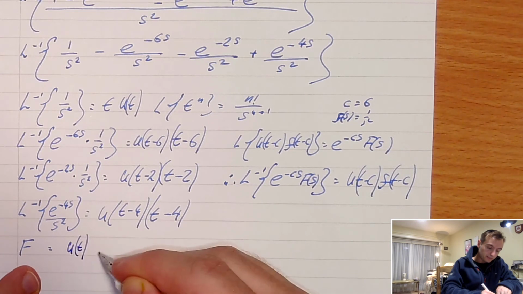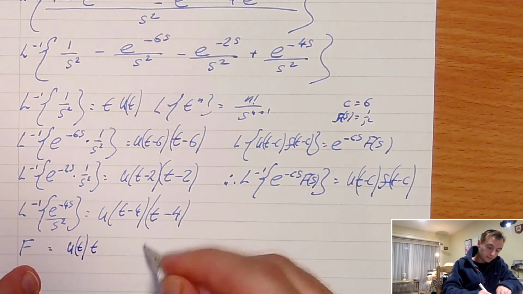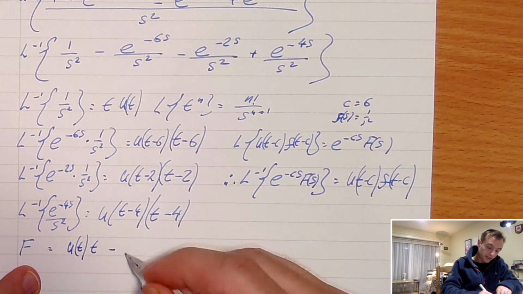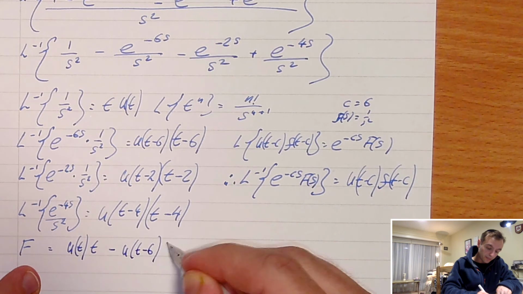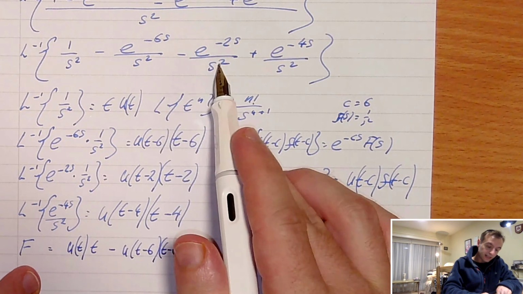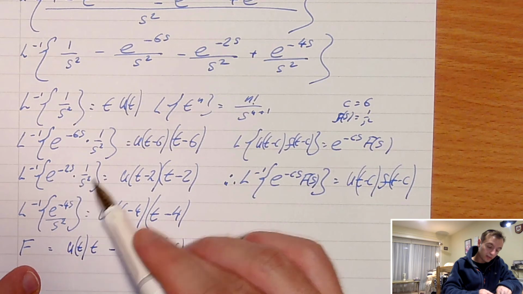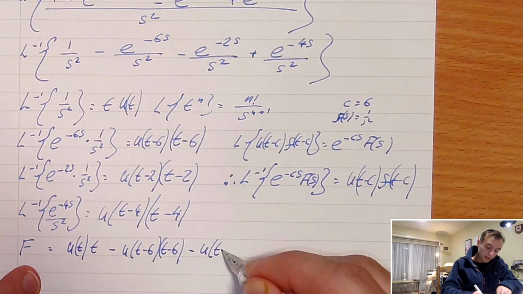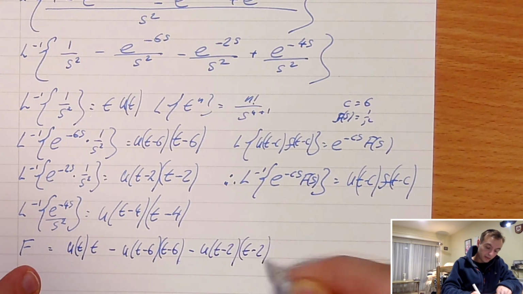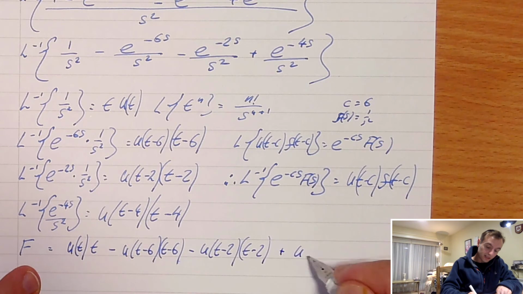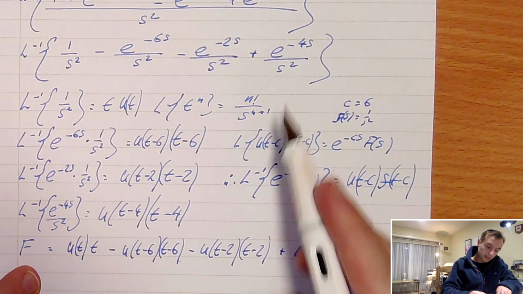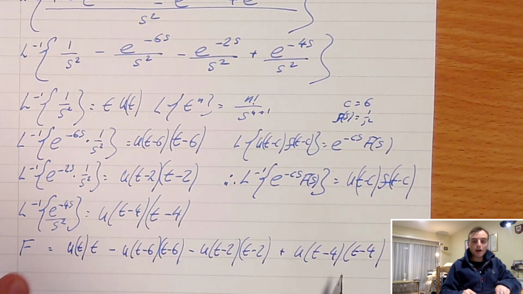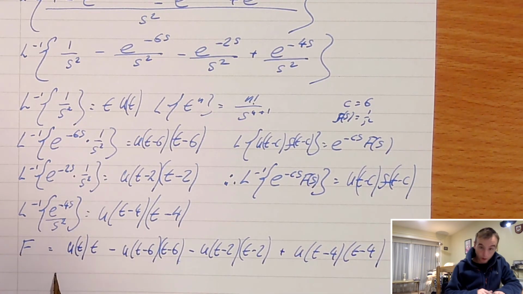So u of t times t, minus e to the minus 6s on s squared, which is this one, u of t minus 6, t minus 6. And then minus e to the minus 2s on s squared. That's going to correspond to minus u of t minus 2, t minus 2 over here. And then plus u of t minus 4, t minus 4. And what we can do is rearrange that to make the order logical.